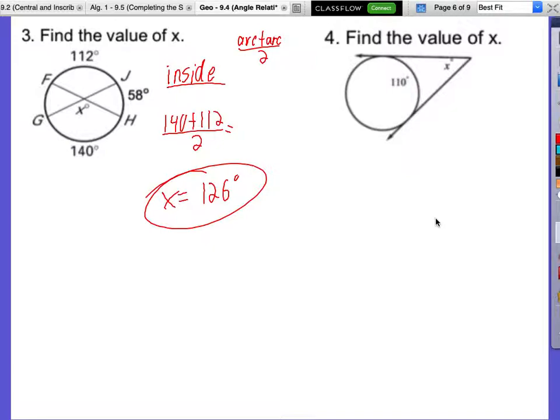Okay. So number 4. Where is our vertex? Outside. So what do we do when it's outside the circle? Arc minus arc over 2. The big arc minus little arc over 2. After this, we have a quick tangent. Okay. So, do we know what our big arc is? It's not given to us, but can we find it? Yes.